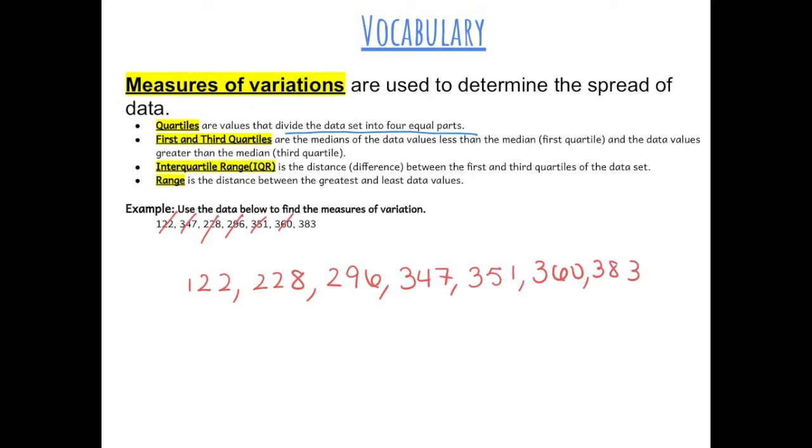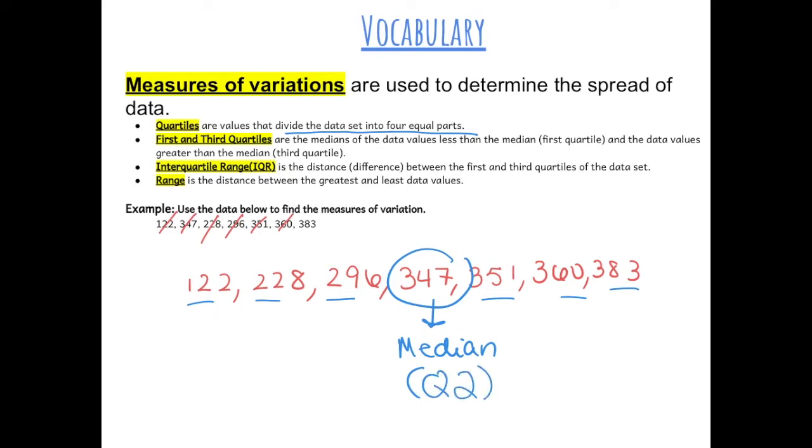The first thing that we want to do is find where the middle is. So we would go from the left to the right, checking off numbers until we get a middle. 347 is in the middle, so this is our median. The median is sometimes also called quartile 2, which I'm going to abbreviate as Q2.